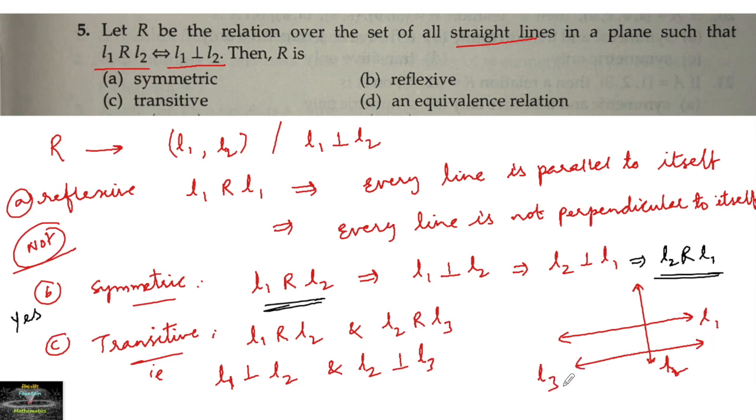So let us say this is L3. Now the relation between L1 and L3 must be parallel, which implies L1 is parallel to L3, but L1 is not perpendicular to L3. And hence we can say this is not transitive. So among these options, only one is satisfied, that is symmetric.